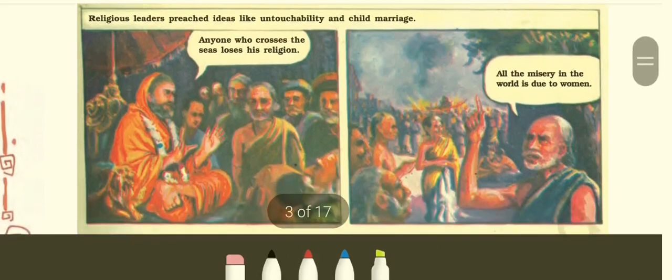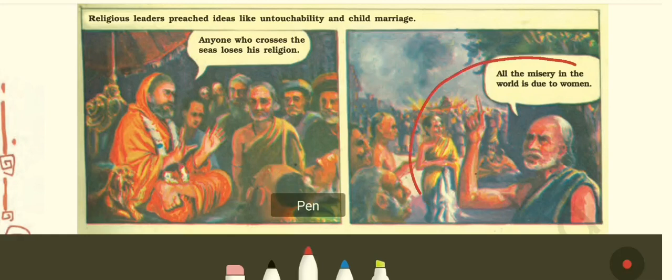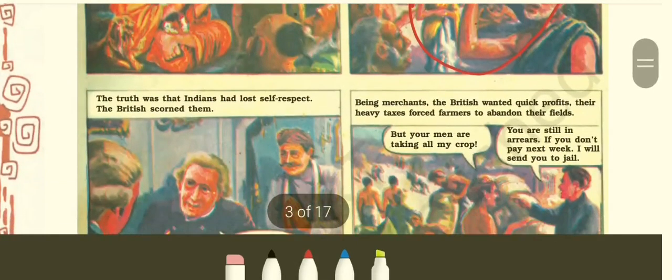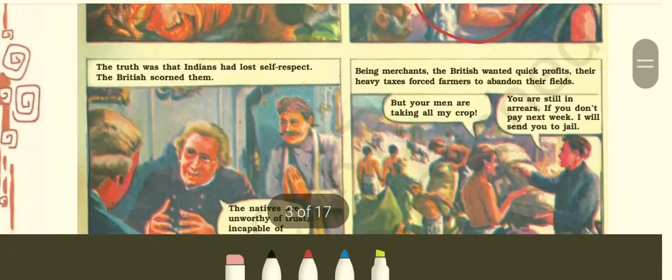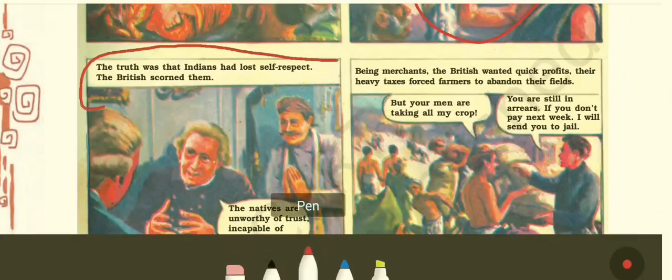Okay. So a religious leader says anyone who crosses seas loses his religion. So this propagates this theory. He says all the misery in the world is due to woman. Another man says. Okay, so they are preaching different things. Okay. So now how are the Britishers reacting? Let's find out. The truth was that Indians had lost self-respect. This is very important. That is why I was telling you.